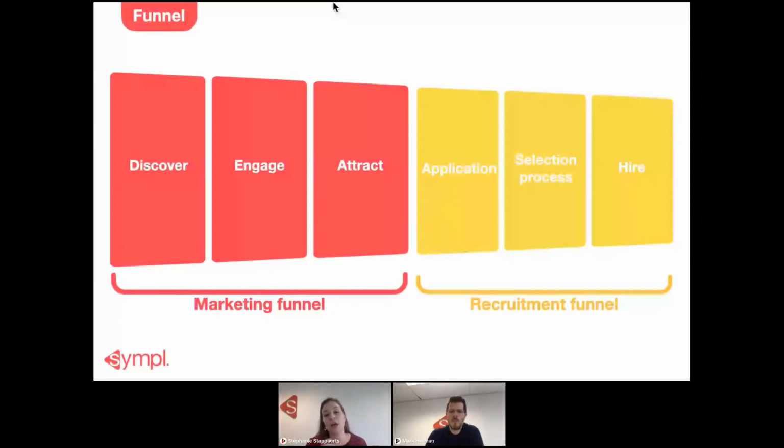So also, what is also important, you're paying for it, so you have media budget for it, and you want to know where something goes wrong or where you have to optimize in which step of the funnel. All right, I hope that is clear.